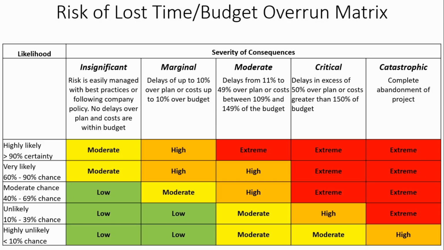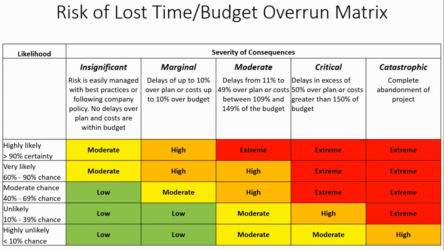And you'll see that there's a number of likelihoods. Highly likely would be over a 90% certainty of happening. Very likely would be between 60 and 90% chance of happening. Moderate would be 40 to 69% chance of happening. Unlikely would be 10 to 39% chance of happening. And highly unlikely would be less than 10% chance.